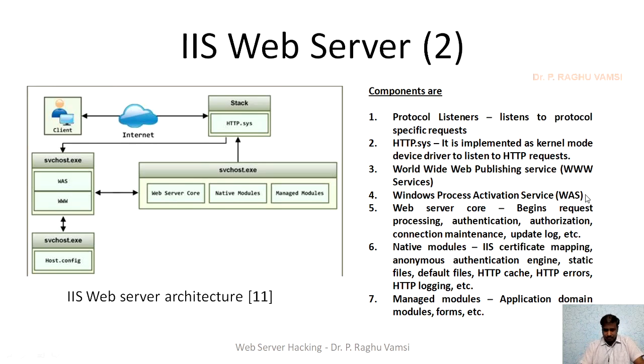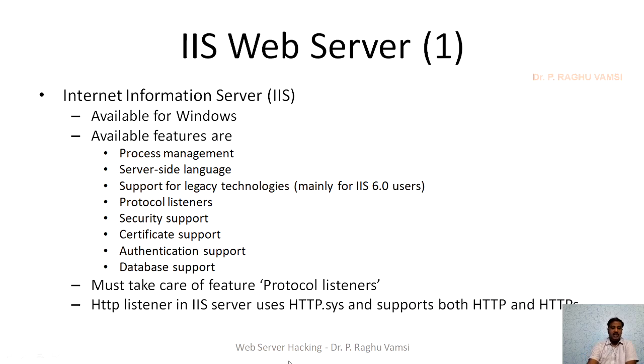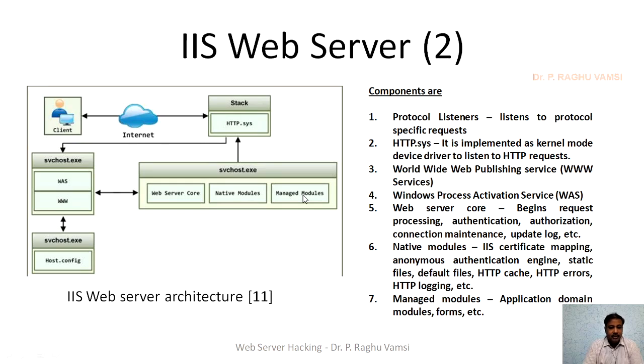Next is native modules. In these native modules you will find the IIS certificate mapping. As we have seen previously, digital certificates are required. So whenever a request comes, obviously along with the request this certificate will also come. This certificate mapping will be done by these native modules, along with the anonymous authentication engine, static files, default files, HTTP cache, HTTP errors and HTTP logging. All these things are in the native modules.